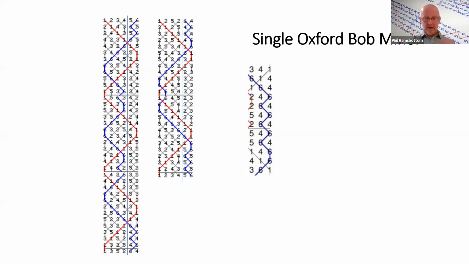And in just the same way with the Bob Minimus, as I was saying, if you get to the back and the treble is still there, so let's look at the fourth here.